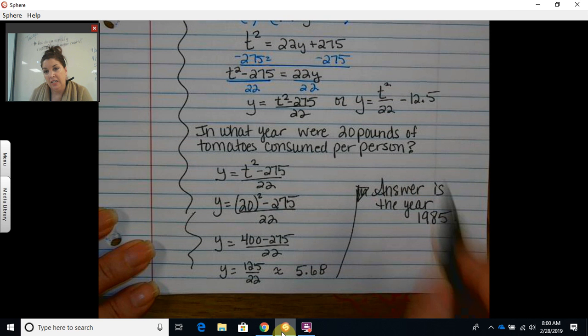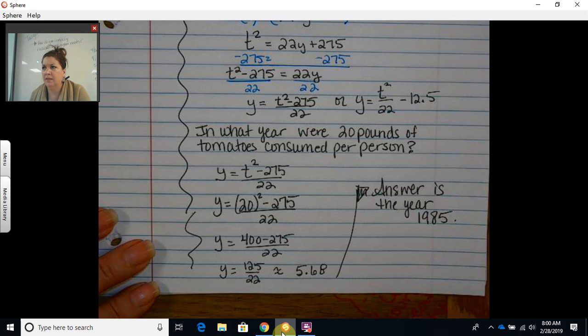And if you need to explain why the answer is 5.68, how do we get 1985? Does everybody understand that? If you think you're going to forget or make a mistake, make yourself a little explanation. Y is the number of years since 1980. So it didn't ask how many years, it said in what year.